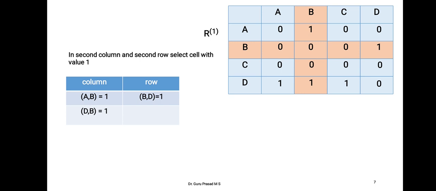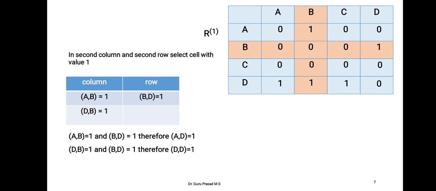In the column, select AB. If there is an edge from A to B and an edge from B to D, therefore AD value equals 1. It indicates that if there is an edge from A to B and an edge from B to D, there will be an edge from A to D. So we write A to D equal to 1.